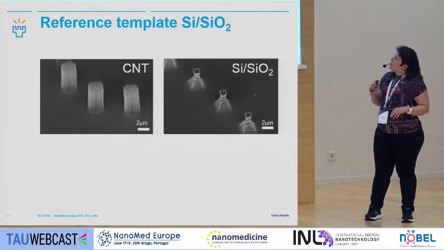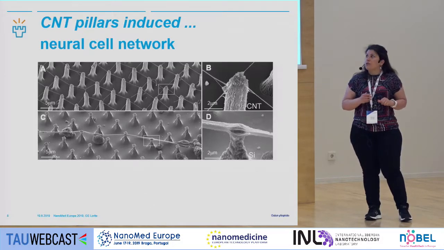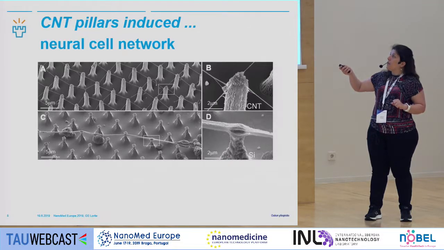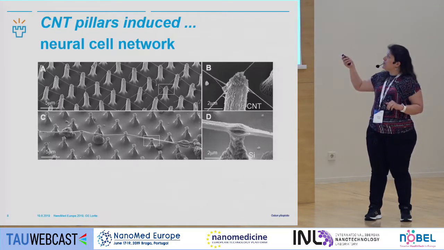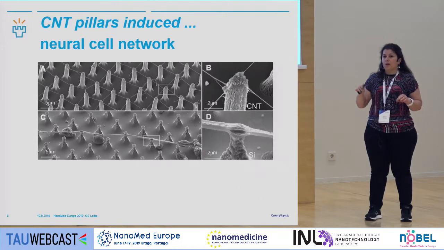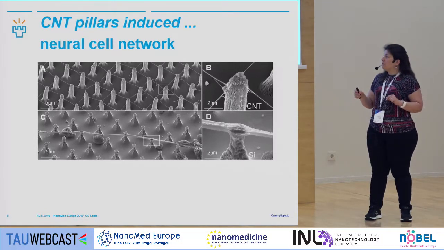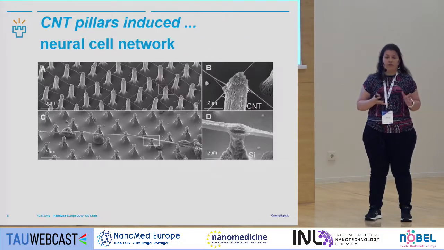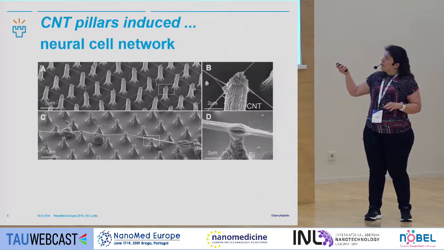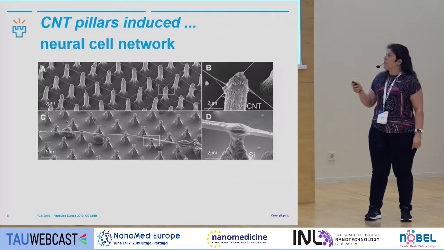And here come the first results with the neural cells. When we have carbon nanotubes, we could see this network created by the neural cells. We could find some neural cells and follow them, and they just grow these axons all along, connecting pillar to pillar. When we go to the silicon surface, we have these very large bundles. They don't make these thin connections between the pillars, but they have these very thick bundles of axons connecting the pillars.